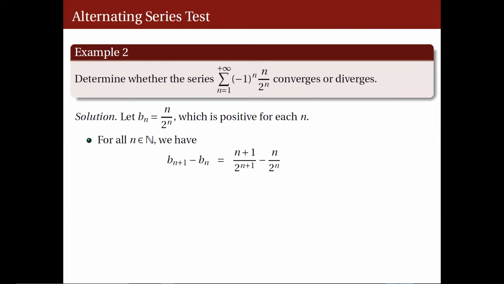which is equal to 1 minus n over 2 to the n plus 1 by using LCD. Since n is greater than or equal to 1, we have 1 minus n less than or equal to 0. Kaya b sub n plus 1 minus b sub n ay less than or equal to 0. Thus, the sequence b sub n is decreasing.